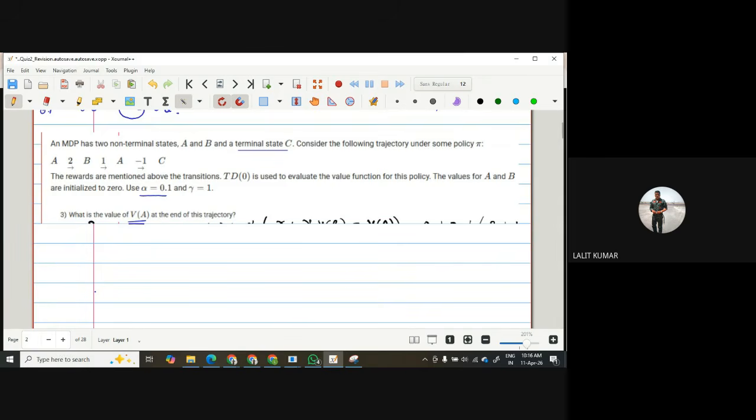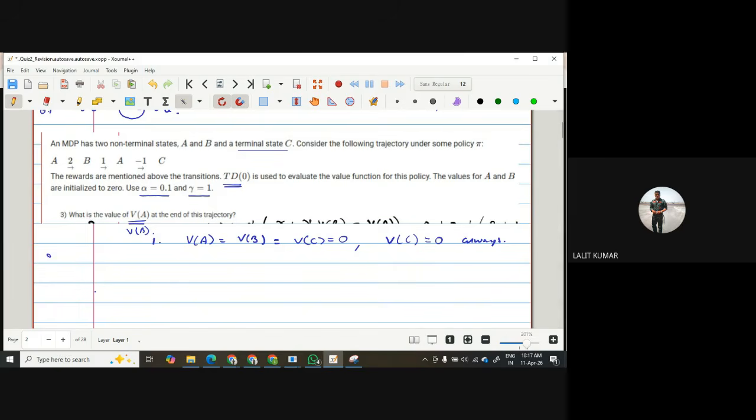We have been given the learning rate. We have been given gamma. And we have been told that this is TD0. Now we have been asked what is the value of VA at the end of the trajectory and VB also. So what we do initially, we set VA = VB = VC = 0. We initialize. Now remember, C is the terminal state, so VC will always be 0. Okay. So this is the first step logically.